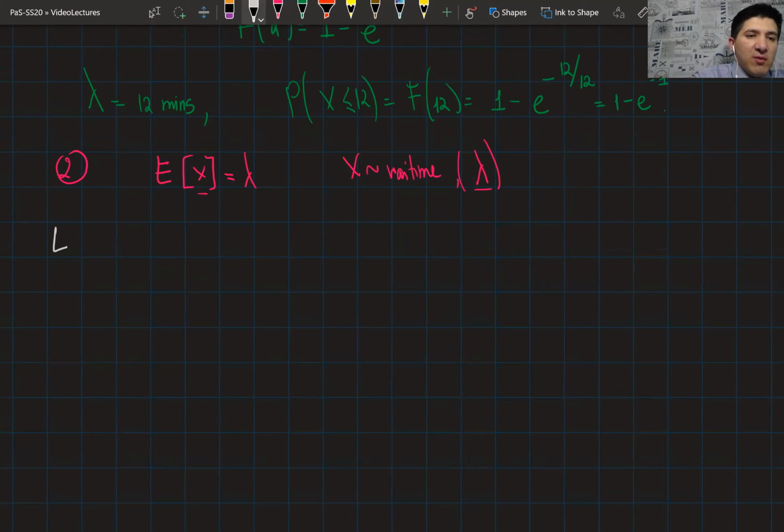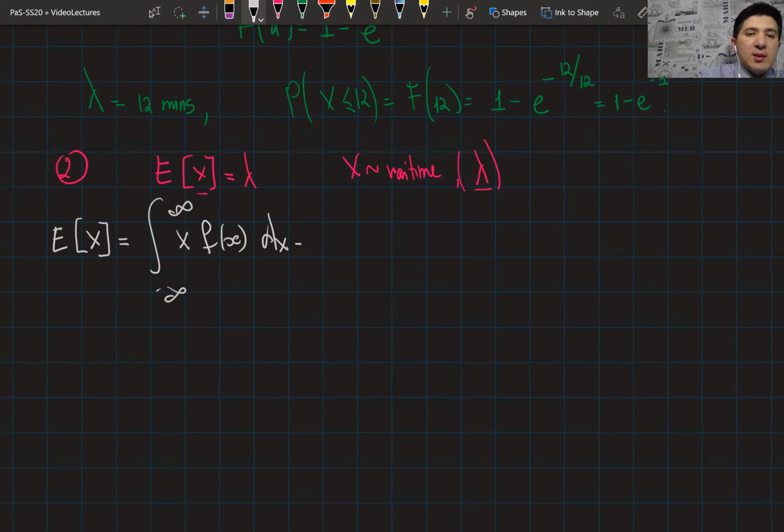The expected value, by the definition, is going to be the integration of x multiplied by f of x from minus infinity to plus infinity dx. I'm going to substitute the density function of this x. It's going to be the integration from minus infinity to plus infinity of x multiplied by 1 over lambda e to the power of minus x over lambda dx.